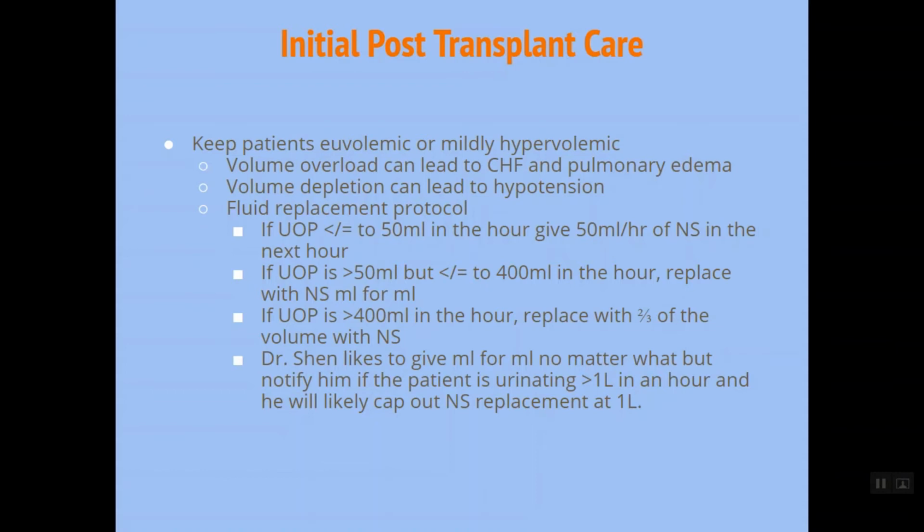The only surgeon that steers away from this protocol is Dr. Shen. He likes to do mL for mL no matter what, but you should still notify him if the patient is urinating greater than 1 liter in an hour, because likely he will cap out the NS replacement at that 1 liter. So if your patient is peeing 1500 mLs per hour, let him know so that way we can cap it out at that 1 liter and not overload our patient.